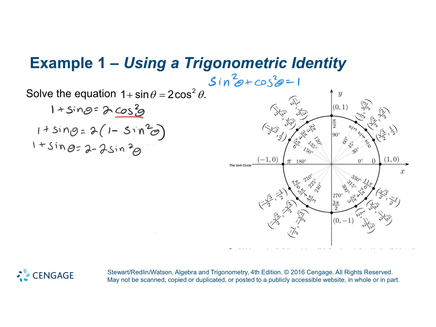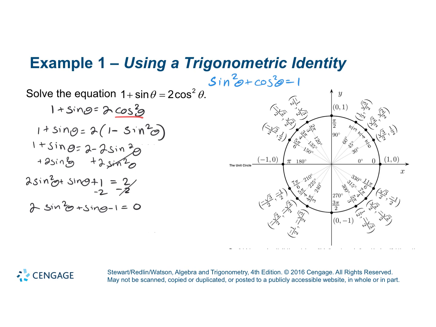I will then go ahead and add the 2 sine squared on both sides. And I'm going to be left with 2 sine squared of theta plus sine theta plus 1 is equal to 2. I'll subtract the 2. And I'm left with 2 sine squared of theta plus sine theta minus 1 is equal to 0.